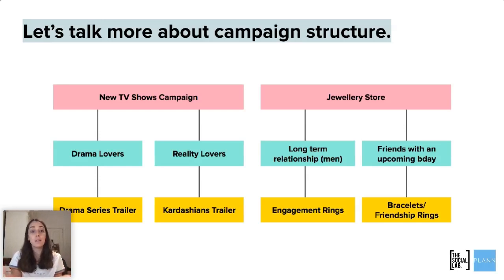content relevant to them. As another example, on the right-hand side, you've got a jewelry store. Let's say the jewelry store says, okay, we've got engagement rings, but we also have things that are really good for presents for friends. So one of our ad sets is going to be targeted at men in long-term relationships, and we're going to serve them engagement rings. On the other side, you've got friends of people with an upcoming birthday, and we're going to serve them things like bracelets, rings, Pandora, all these things in the hope that they buy a present.